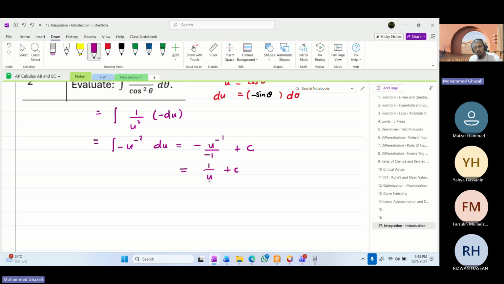What is u? U is cosine theta. So it's going to be 1 over cosine theta, which is secant theta plus c.